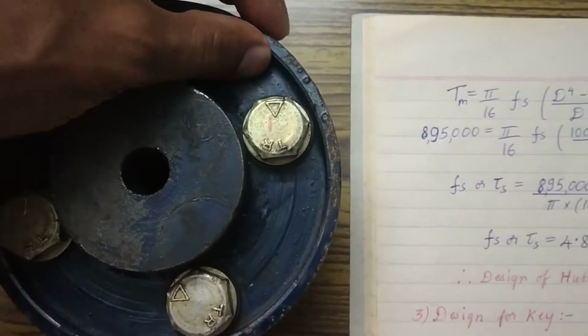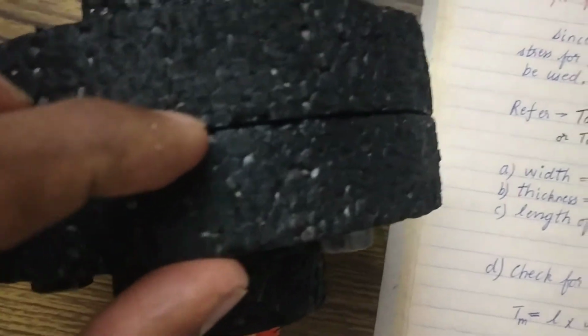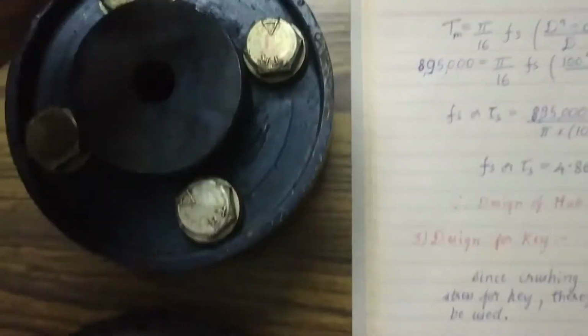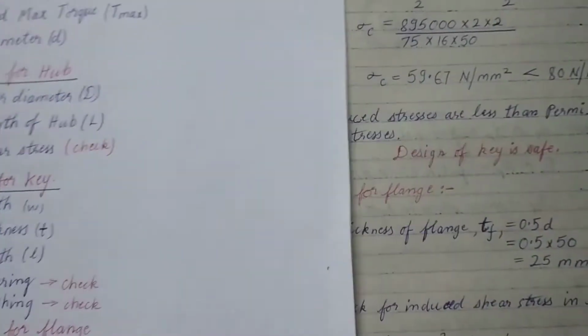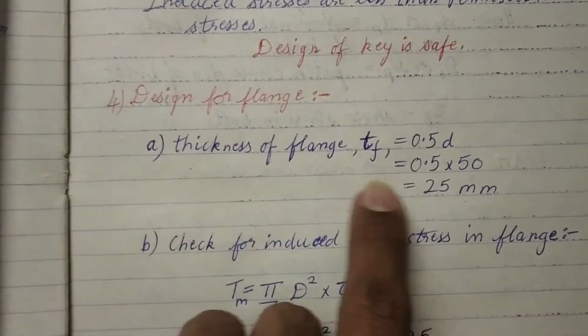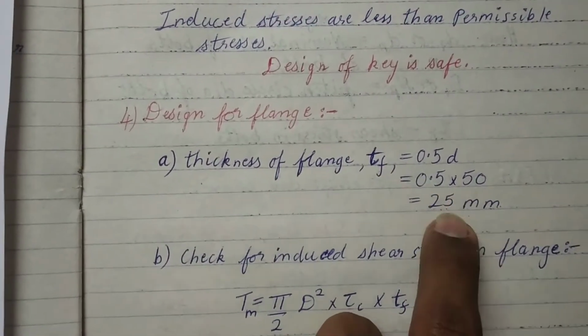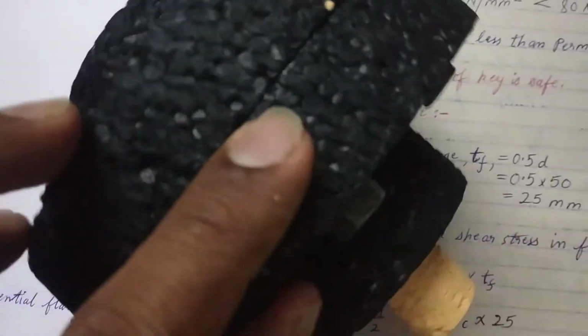You can see this part here, this is TP, and this is TF. This is the flange thickness, and this is the thickness of the protection. This part which you can see here is the thickness of the protection. So let us go with the design for flange. Thickness of the flange TF is given as 0.5D, 0.5 into 50, that will give you 25 mm. So this flange will be 25 mm thick.